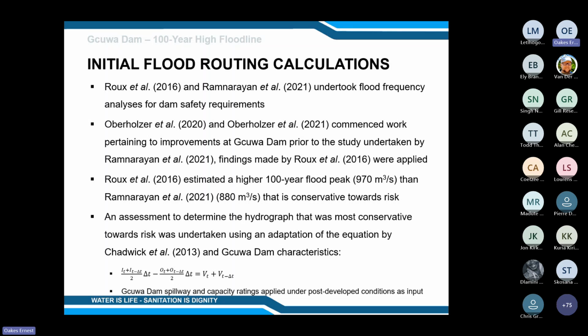So another thing that you may know is that when a flood routing analysis is done, we need to, where possible, assume and look into the use of more than one flood hydrograph. So there'll generally be one peak, but there's a variety of ways to route that peak through the structure in question. So Roux et al. proposed a series of flood hydrographs for routing purposes, which were analyzed through a series of hand calculations to see which one of them would be the most conservative towards risk within reason. So we basically used some equations that were documented in Chadwick et al. in 2013, as well as the post-developed dam characteristics to account for post-developed site conditions.